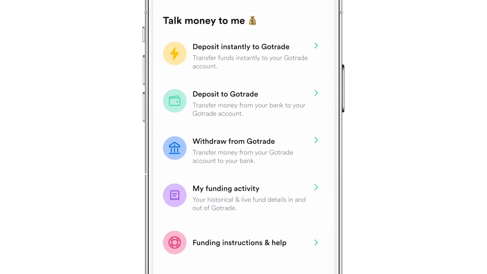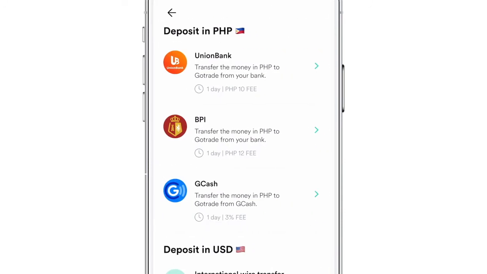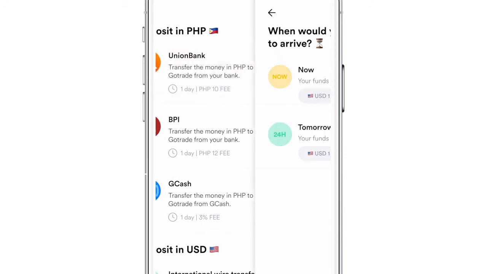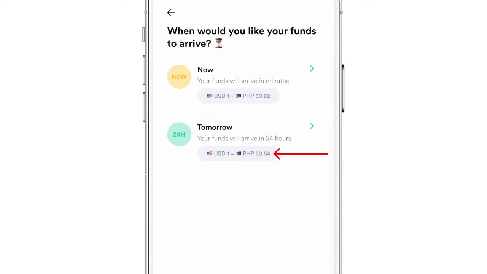But then the main difference of these two is that for deposit to GoTrade, you can choose to deposit money from your account with a cheaper conversion value, though it will take 24 hours for it to be credited to your account. So makikita nyo dito na if you deposit right now, the conversion rate is 50.82 compared to tomorrow na 50.64 lang. So mas mura siya if I wait until tomorrow. Although you can opt for instant naman kung gusto mo mag-credit yung money mo sa account right away.